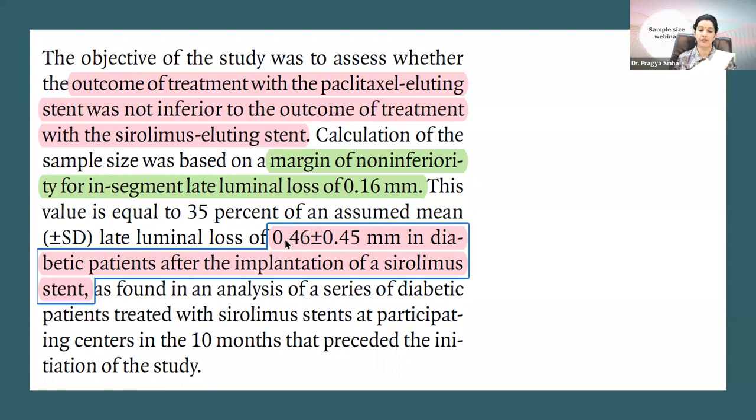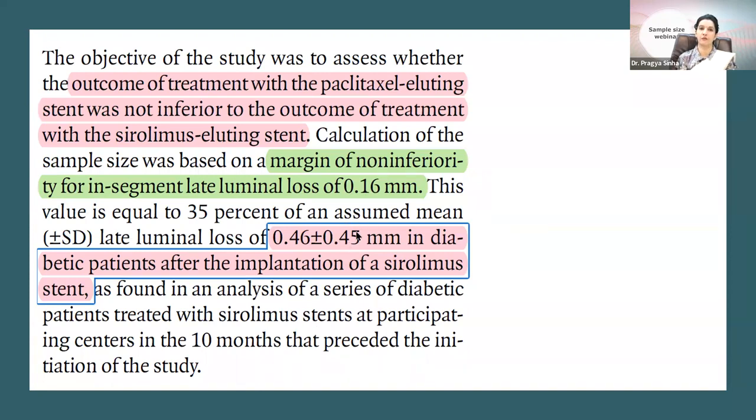Basically this 0.46 luminal loss will be there with paclitaxel also, as well as with sirolimus. And this person has assumed that maybe paclitaxel will also have the same 0.46, but even if it causes a luminal loss of 0.16 more than this, then also it will be acceptable. So as they have set this margin, they found it in an analysis of a series of diabetic patients treated with the sirolimus stent at a participating center 10 months that preceded the initiation of the study.